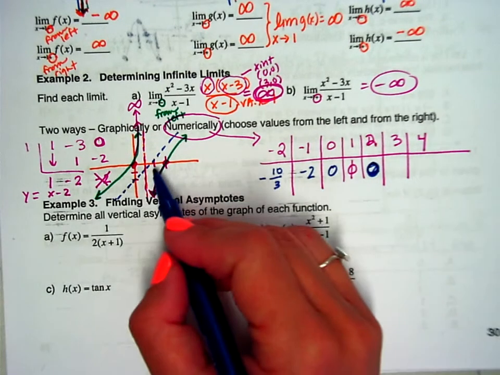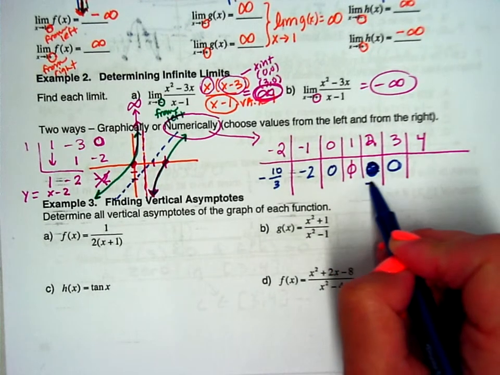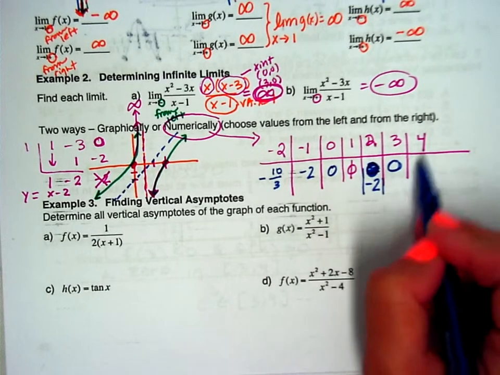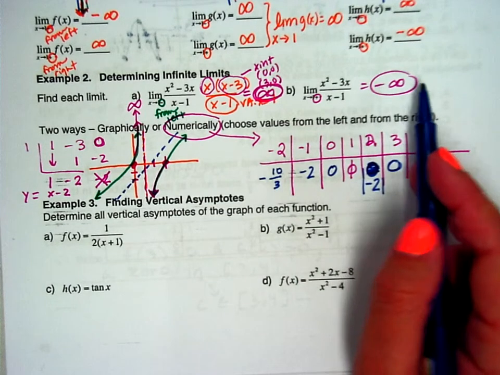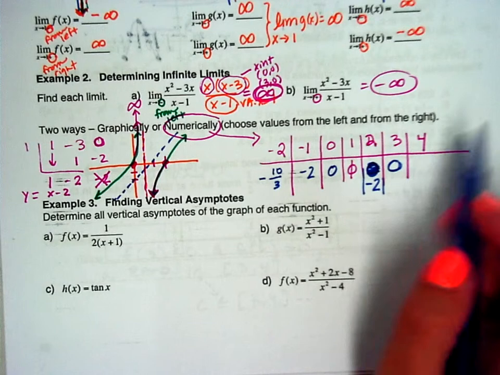Oh no, I did that wrong. That was at 2. 3 was 0, right? So this was good. What was this one? Negative something? Negative 2? What was 4? 16 minus 12. 4 over 3.